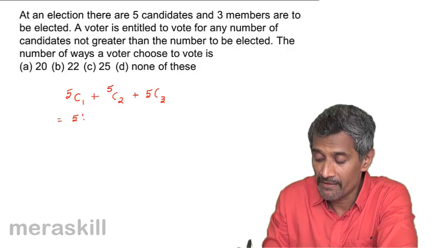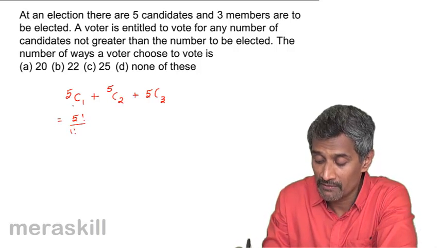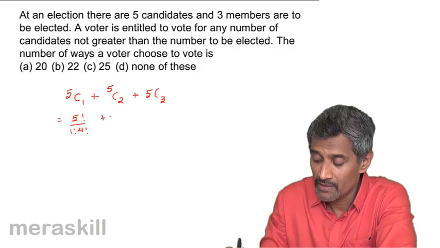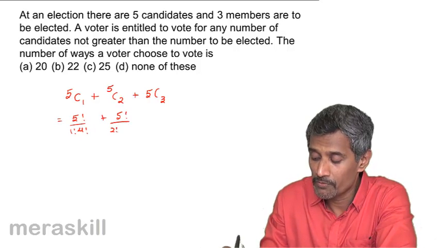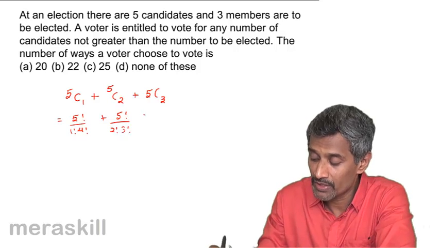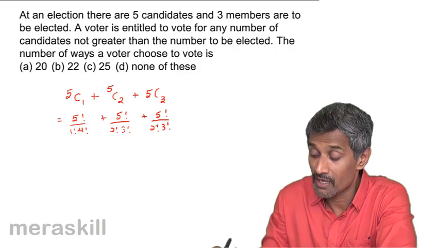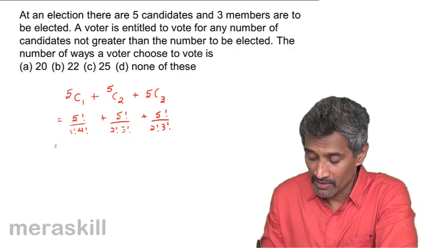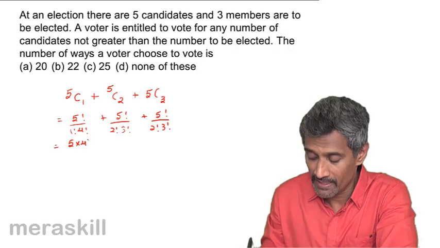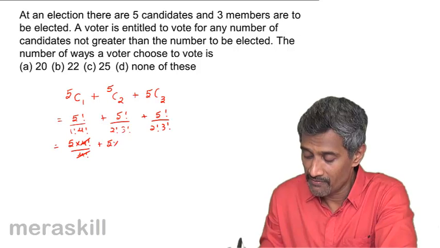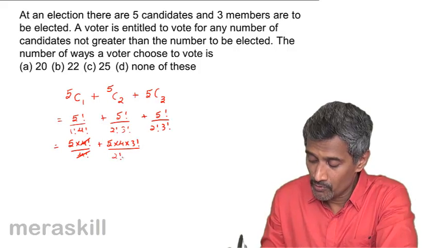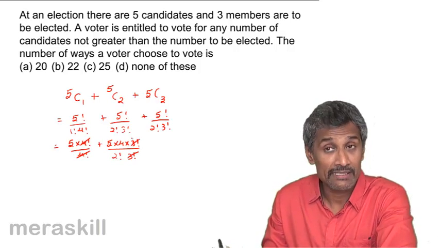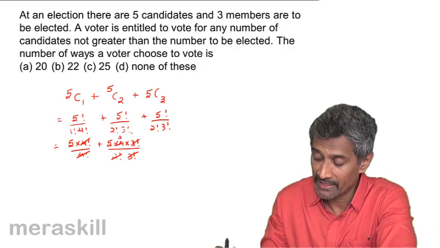This will turn out to be 5 factorial upon 1 factorial into 5 minus 1, 4 factorial. 5 factorial upon 2 factorial into 5 minus 2, 3 factorial. This is going to be 5 factorial by 2 factorial into 3 factorial. Now both of them are same, both mean the same. Now this is going to be 5 into 4 factorial upon 4 factorial. This gets cancelled. This will be 5 into 4 into 3 factorial upon 2 factorial into 3 factorial. This gets cancelled. This will also become 10.